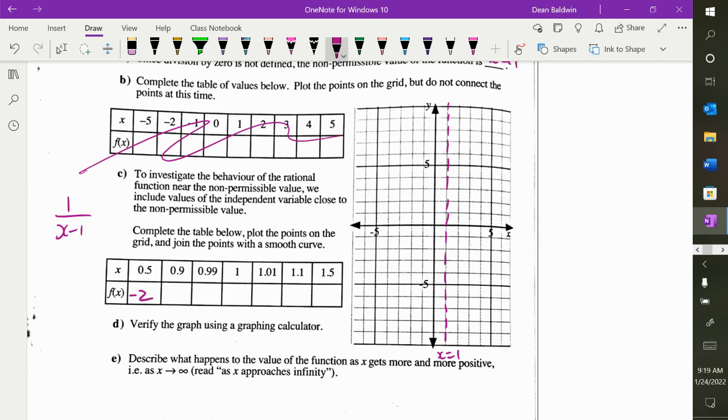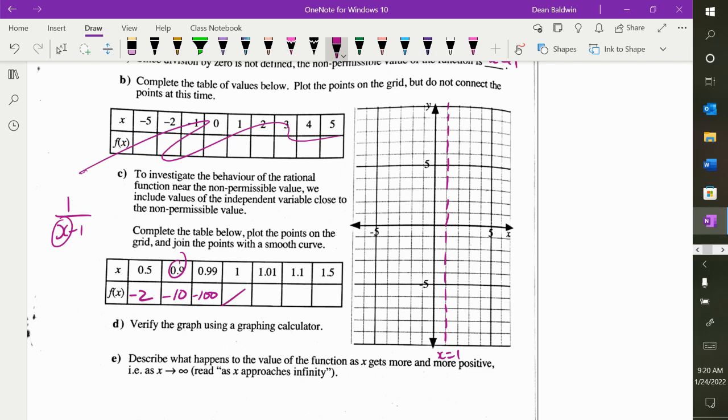-2. Right? Because 0.5 minus 1 is negative 0.5. So I get -2. If I put 0.9 into it, what do I get? You get -10. I put 0.99 into it, I get? That's exactly what you get. -100. All right, you can't do 1.